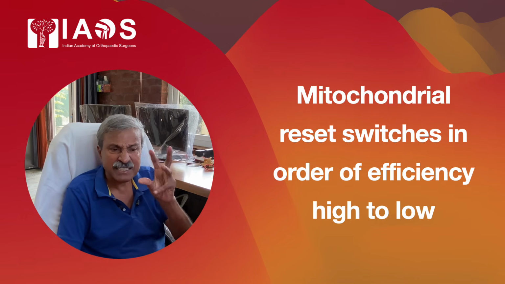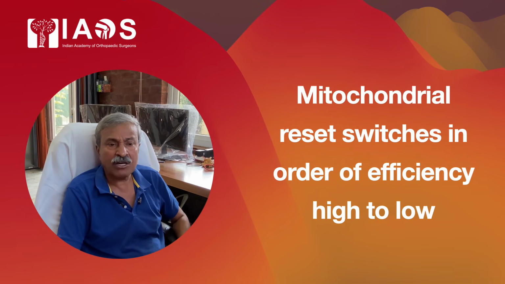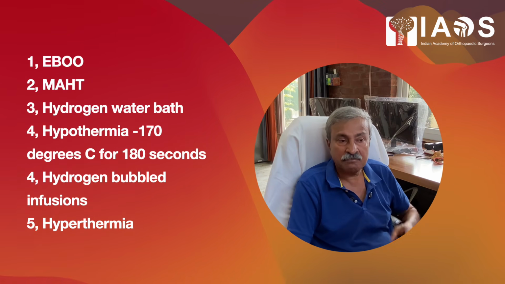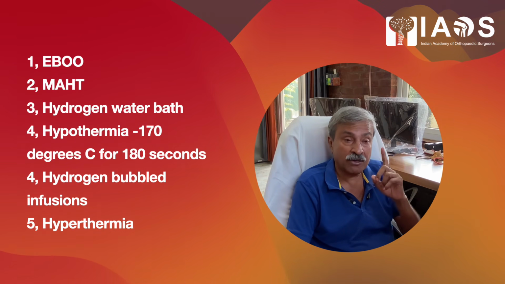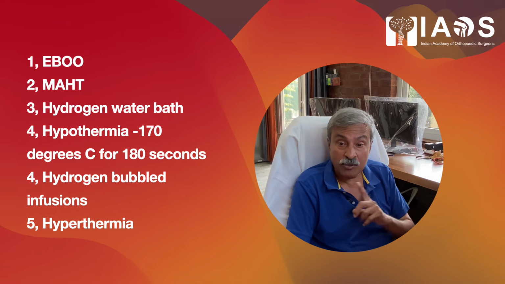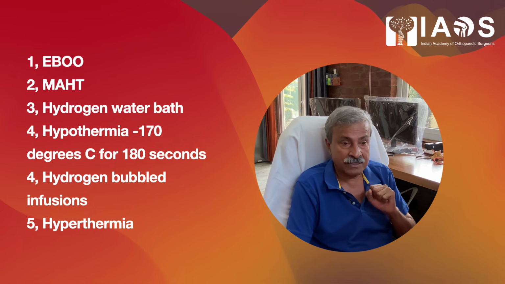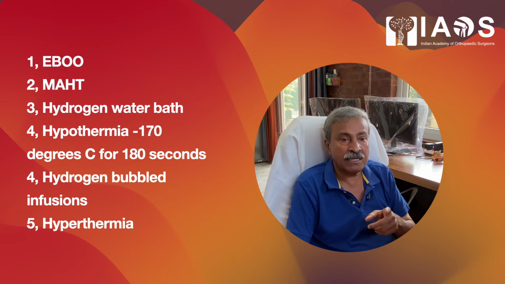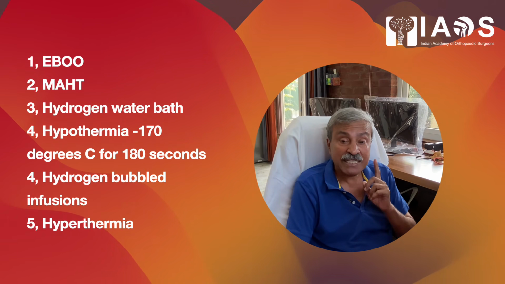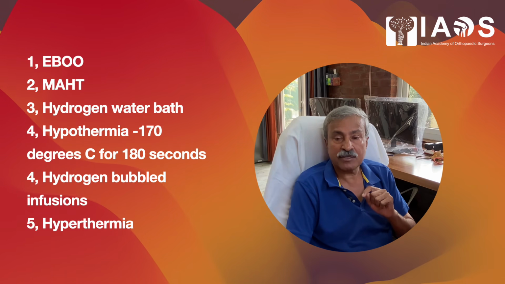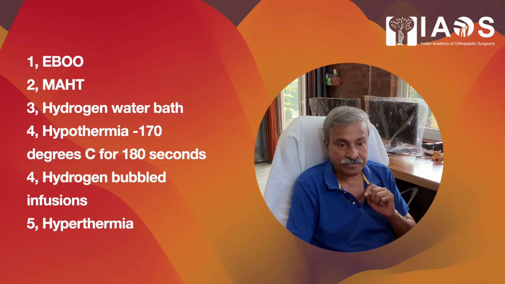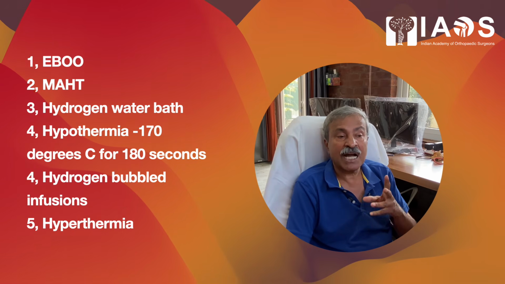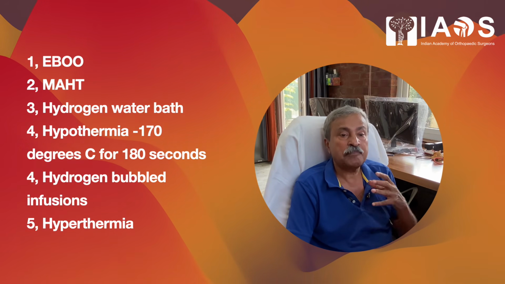Mitochondrial reset switches, which actually reset the mitochondria, in the order of efficiency high to low, are number 1, extracorporeal blood oxygen ozonization without plastic renal filters, major autohemotherapy, hydrogen water bath, hypothermia at minus 170 degrees for 180 seconds, hydrogen bubbled IV infusions and hyperthermia.